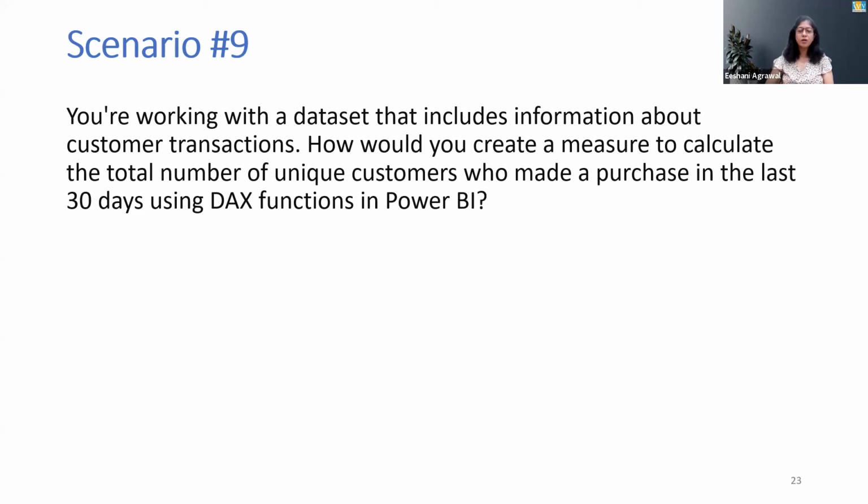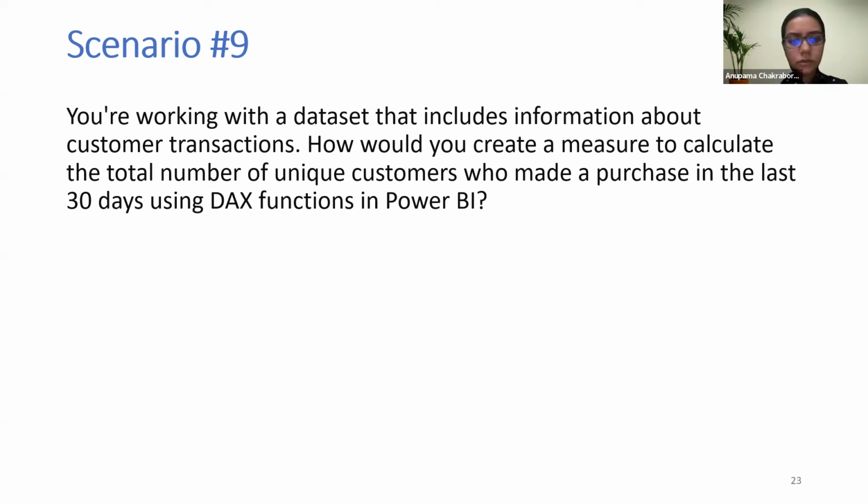You have a column of customer transactions. You have to create a measure because all I need is the number of unique customers. That's the output. But what am I supposed to count? I'm supposed to count where they have made a purchase in the last 30 days.